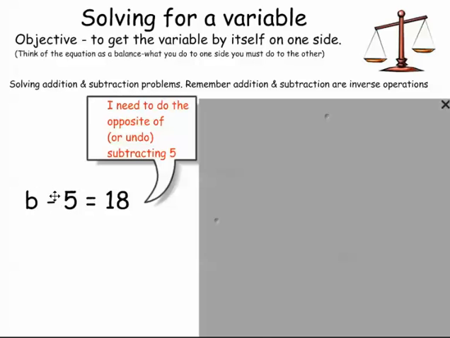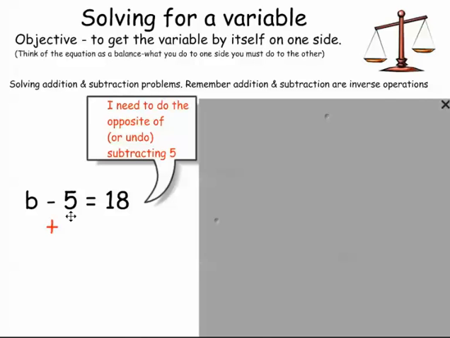So I want to get rid of this minus 5. So I need to think of what is the opposite, or how do I undo subtracting 5? Well, the inverse of subtracting, or the opposite, is to add. So I need to add 5 to both sides, because on a balance you have to do the same thing to both sides so that it continues to balance out.